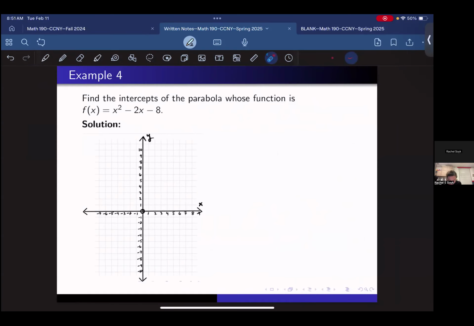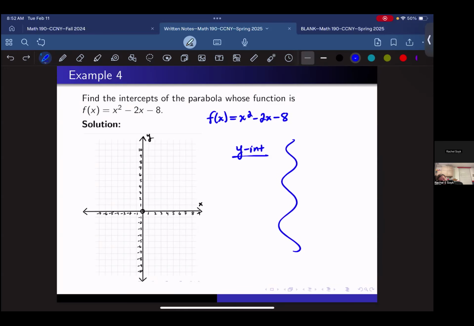Okay, example 4, we want to find the intercepts of this parabola, and we're given x squared minus 2x minus 8. I'm going to write y-intercept, and then I'm going to write x-intercept. And I always like to remind myself so I don't forget, y-intercept is when x equals 0. X-intercept is when y equals 0. It's always the opposite.